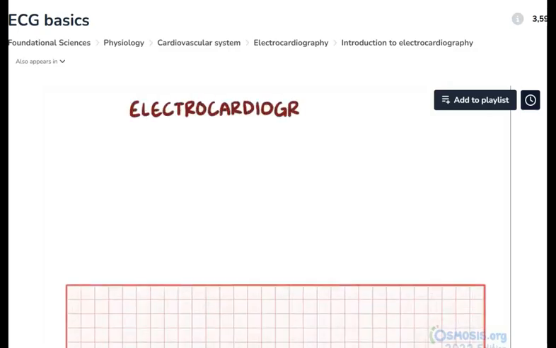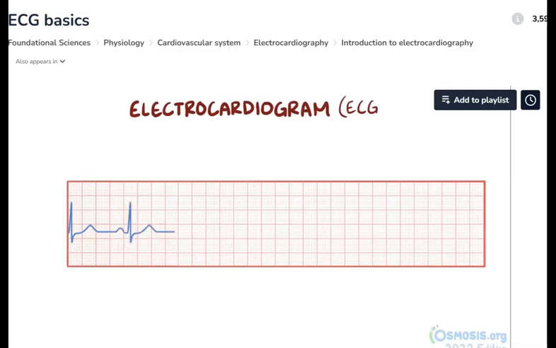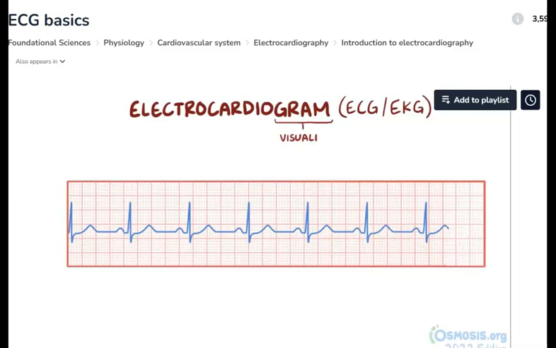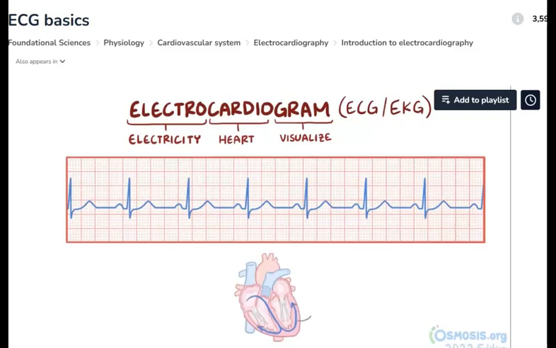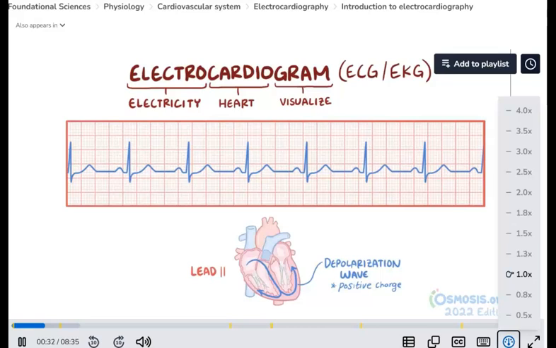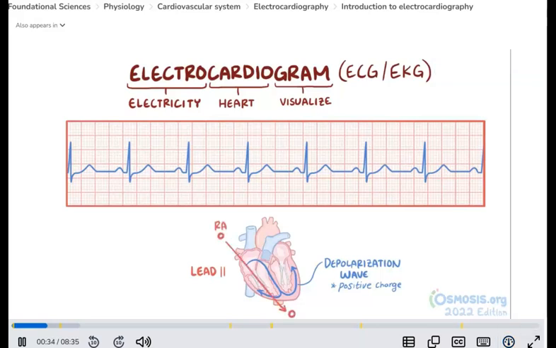An electrocardiogram, or ECG, or the Dutch or German version of the word, EKG, is a tool used to visualize the electricity that flows through the heart. An ECG tracing specifically shows how the depolarization wave moves during each heartbeat, which is a wave of positive charge. And the way it looks depends on the set of electrodes you're using. This particular set of electrodes is called lead 2, for example, with one electrode on the right arm and the other on the left leg.